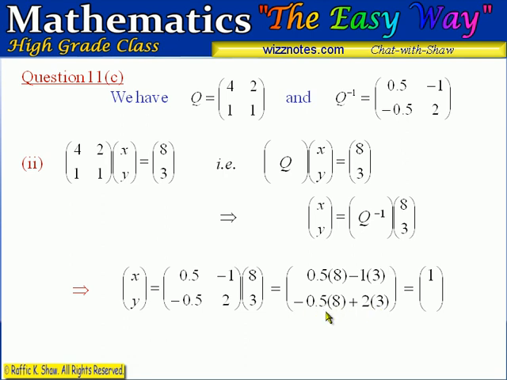This is -4 and this is 6. So -4 plus 6 is 2. So the result here is 2. And so the matrix XY here, the column matrix XY is 1, 2. And therefore X is equal to 1 and Y is equal to 2. And we can show that solution line. The solution is X equals 1, Y equals 2. And that's the answer for this question 11C part 2.